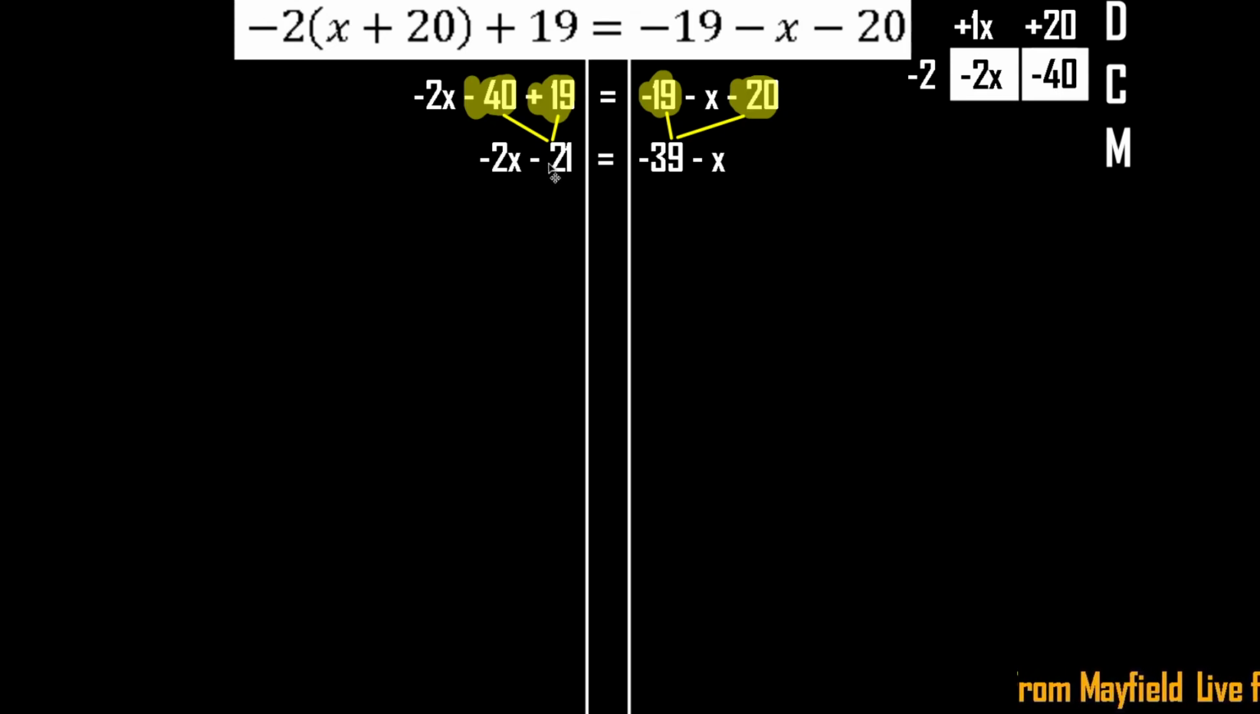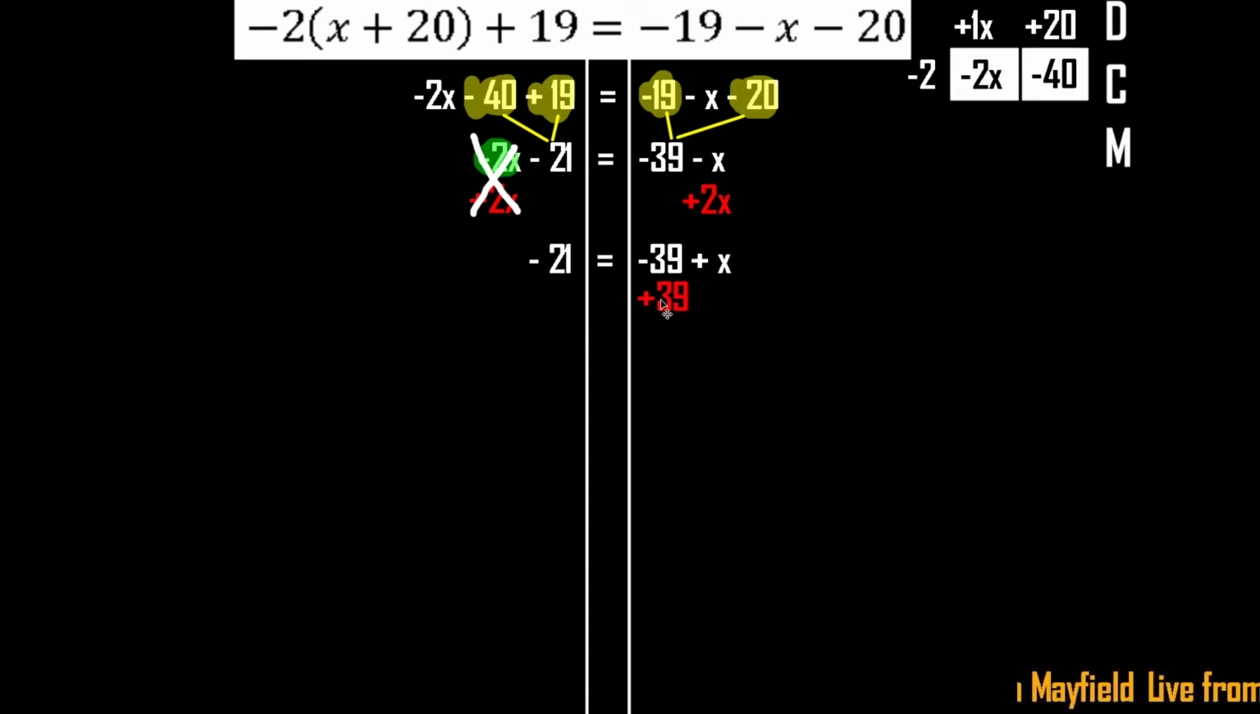So now, want to look for that lowest coefficient. Since we have variables on both sides, you want to make sure you can add the opposite of the lowest coefficient. So which one's lower? We have a negative 1x and we have a negative 2x. So we know that that is going to be our lower coefficient. And so that's the one that we're going to add the opposite of. So we're going to add positive 2x to both sides. On the left, they cancel out. On the right, we're left with negative 39 plus x equals negative 21.